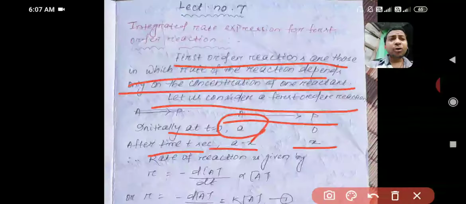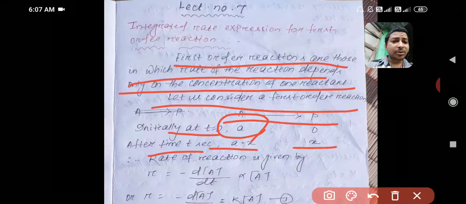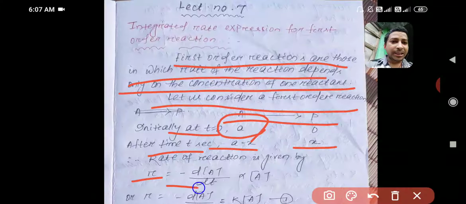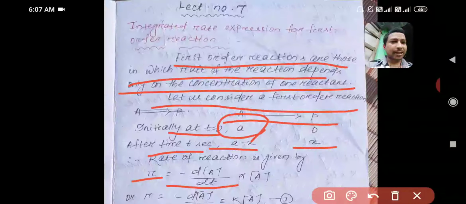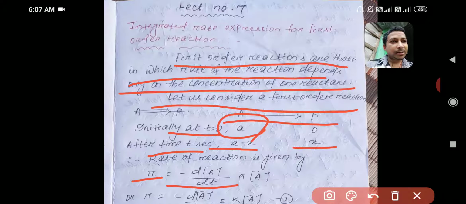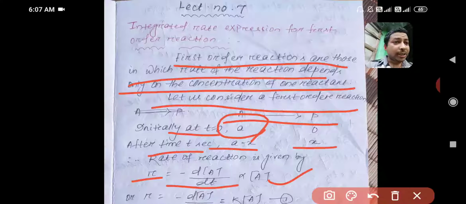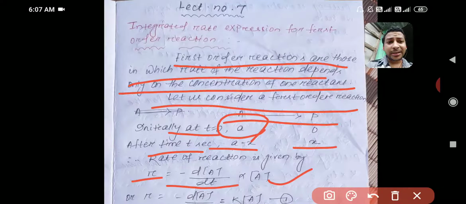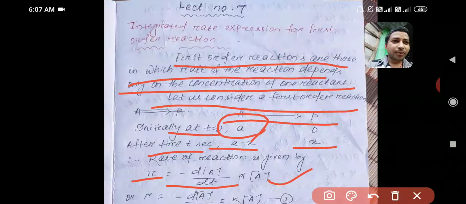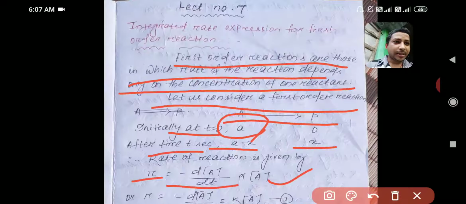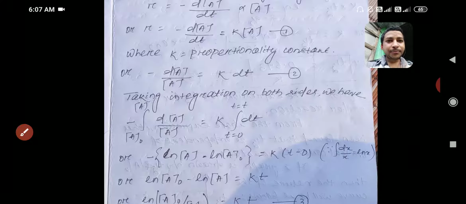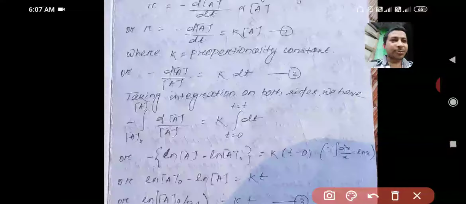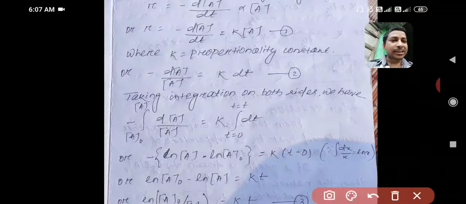So according to the rate law, the rate of reaction is given by rate is minus dA, that means the decrease in concentration of reactant A, divided by the time taken, that means a small change in time, which is proportional to the concentration of A because it depends only on the concentration of one reactant. So it is proportional to the concentration of reactant A. And hence, now we can write this expression as rate is equal to minus dA by dt.